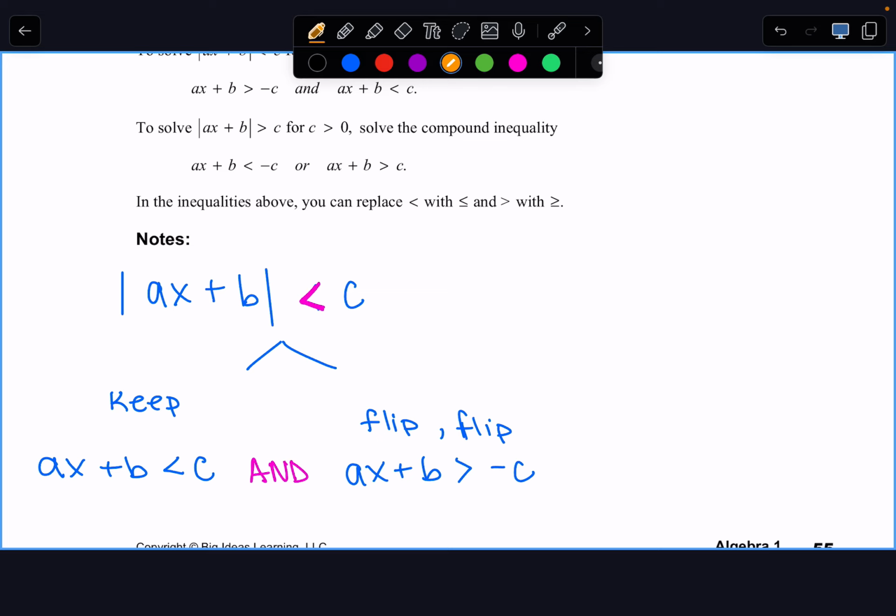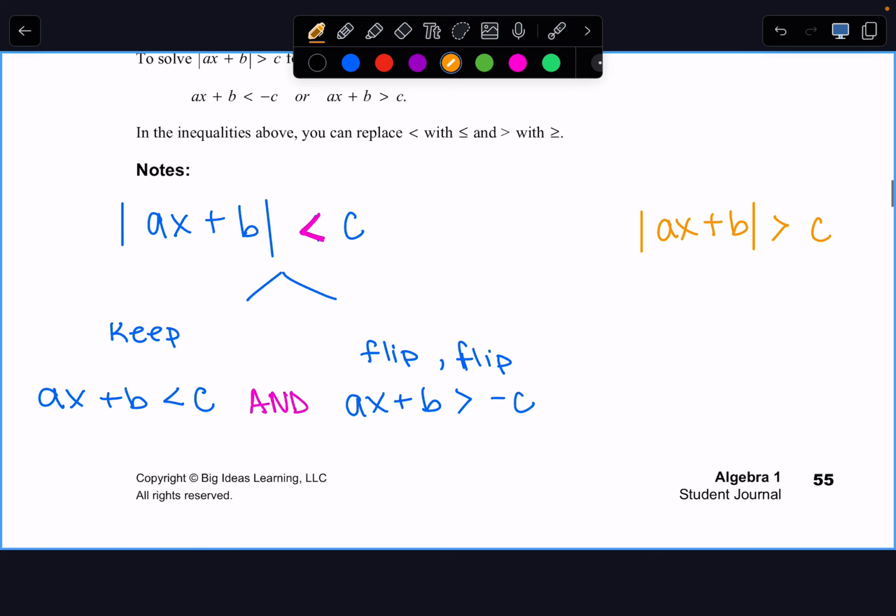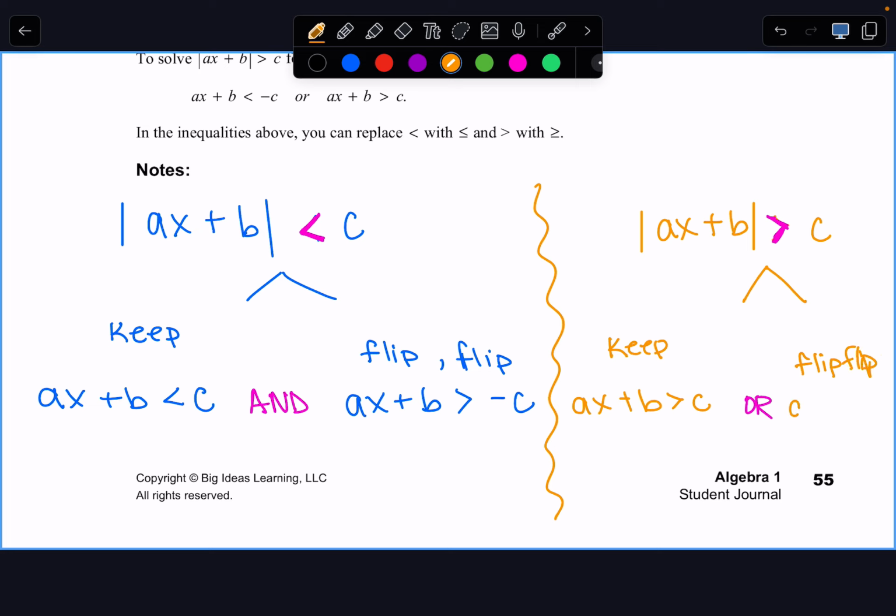Okay. Now, if we have the absolute value of ax plus b is greater than c. We are going to do the same thing where we are going to keep our inequality the same. Ax plus b is greater than c. But this time, our greater than sign is going to mean we're doing an or compound inequality. And again, we're going to take ax plus b, flip the sign, flip the sign.